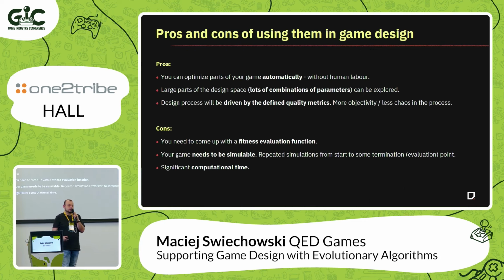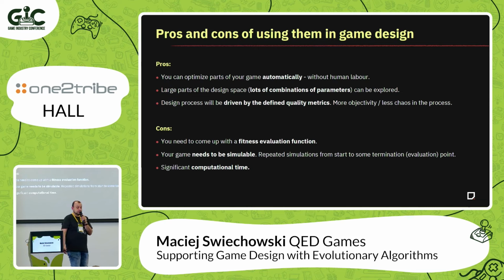Okay, so maybe I will start with some summary, just to sell the idea, summarizing the advantages and disadvantages of using evolutionary algorithms in game design. The main advantage is that you can do it automatically. So you can optimize your parameters without human labor, and you can test lots of combinations of parameters. So you can explore the vast design space. And also, you can make this design driven by some numerical quality metrics. So it's more objective and it's more focused.